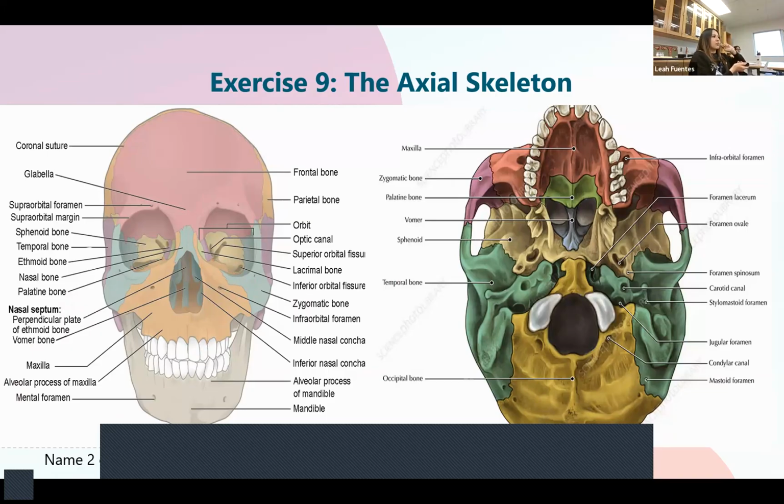So again, we have the frontal bone, which is your forehead area. Parietal bones on the side. If you remember when we talked about the parietal and visceral serosa, parietal means wall. So it's like the walls of your skull. I did put this image, which I know is hard to see when you're far, because it has a lot of the foramina labeled.